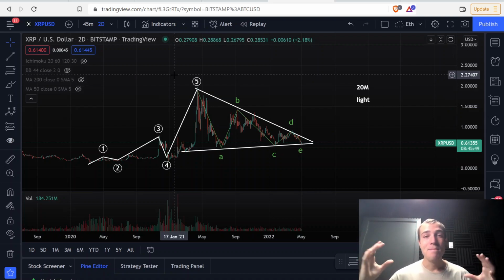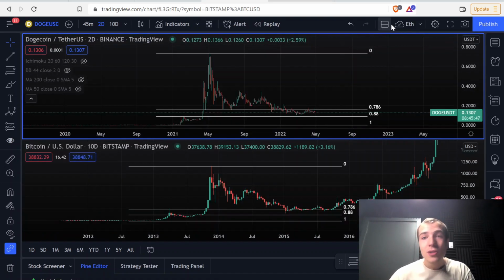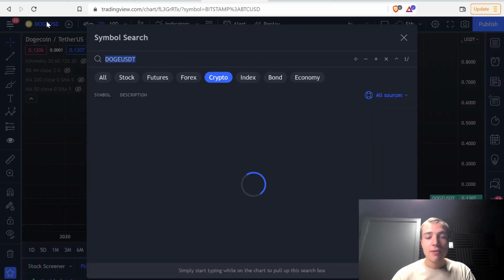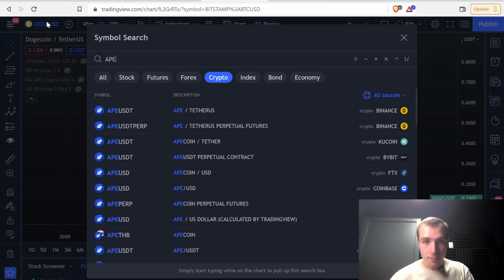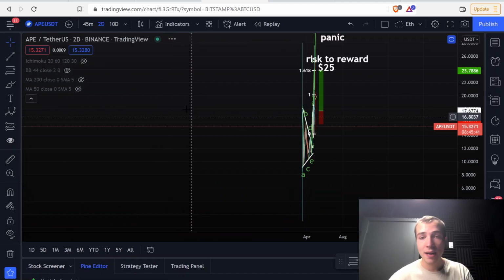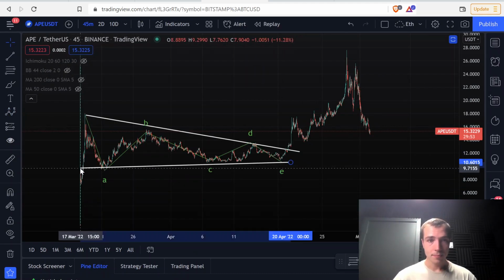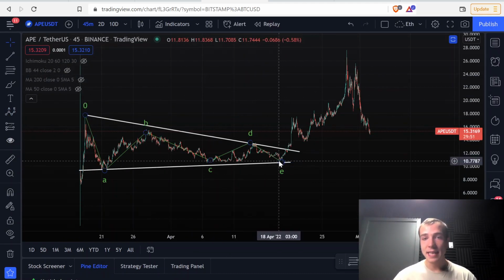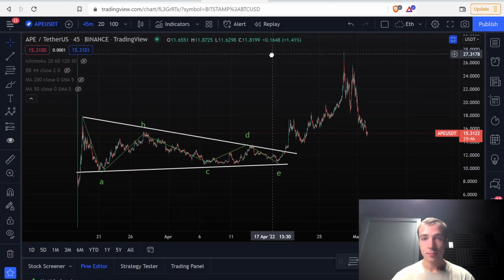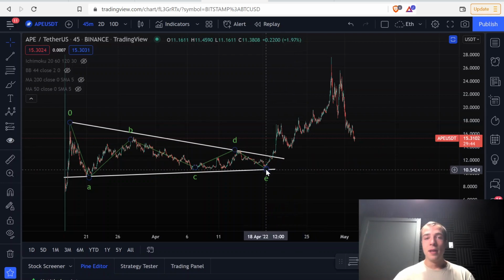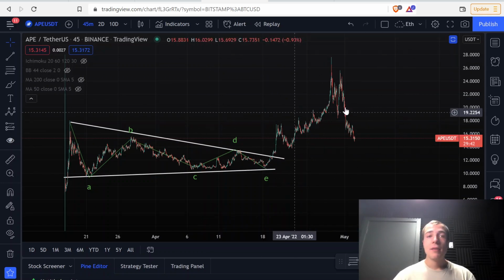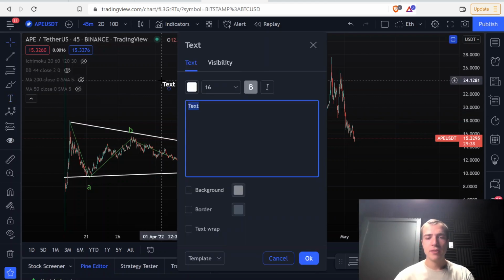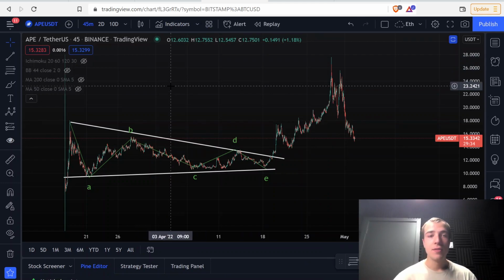XRP is looking amazing. For those of you who do not know what an Elliott wave triangle pattern is, this is one of the patterns that I traded on Ape recently. Very clear A, B, C, D, E. The E wave is the point of maximum financial opportunity. This is one that I played recently and made a nice percentage gain in the VIP. I believe it was about 46% profit off of this triangle pattern.